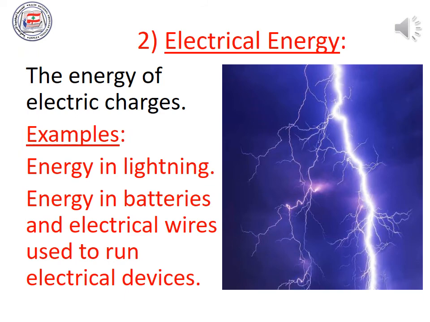Number 2, electrical energy. Electrical energy is the energy of electric charge. Some important examples of electrical energy are the energy in lightning. So whenever you see a lightning bolt during a storm, think about the energy that it has, and this energy is electrical energy. It is also the energy in batteries and electrical wires used to run electrical devices, which we use every day. And you can also think about when you feel an electric shock when you touch the doorknob, this is also electrical energy.